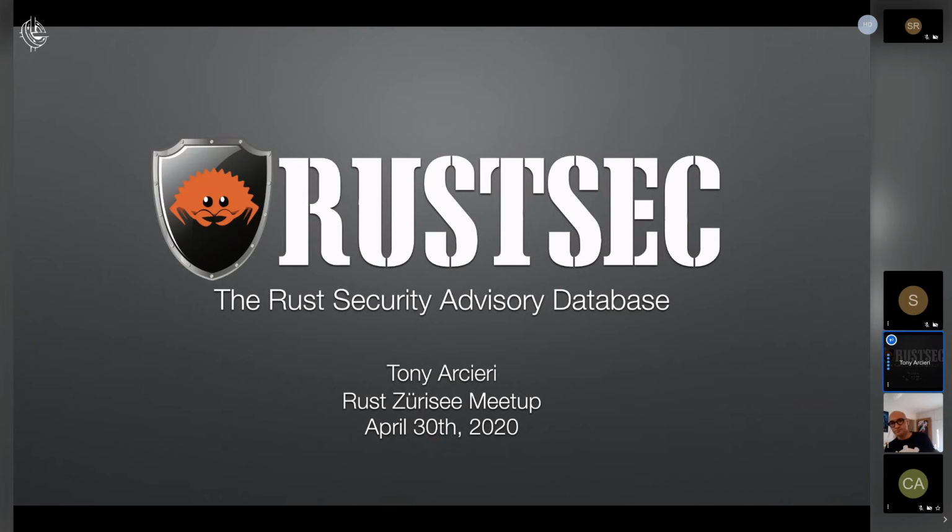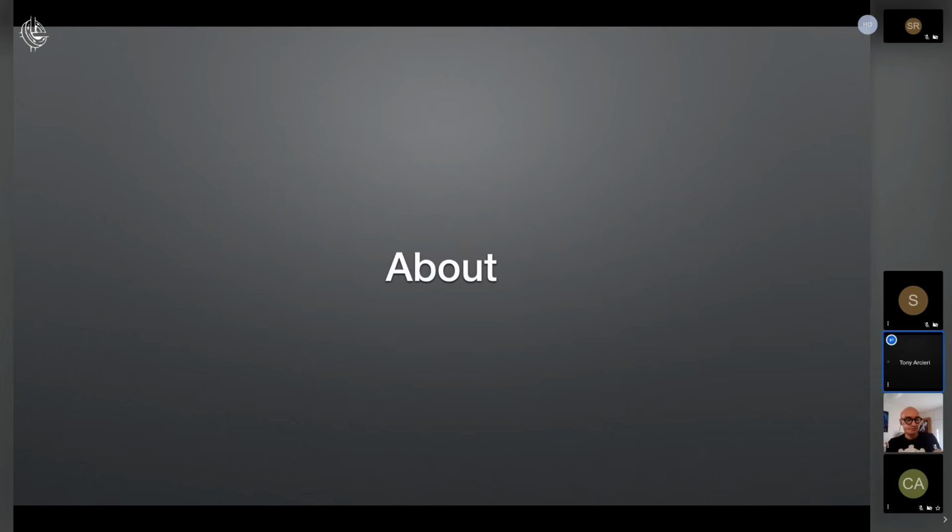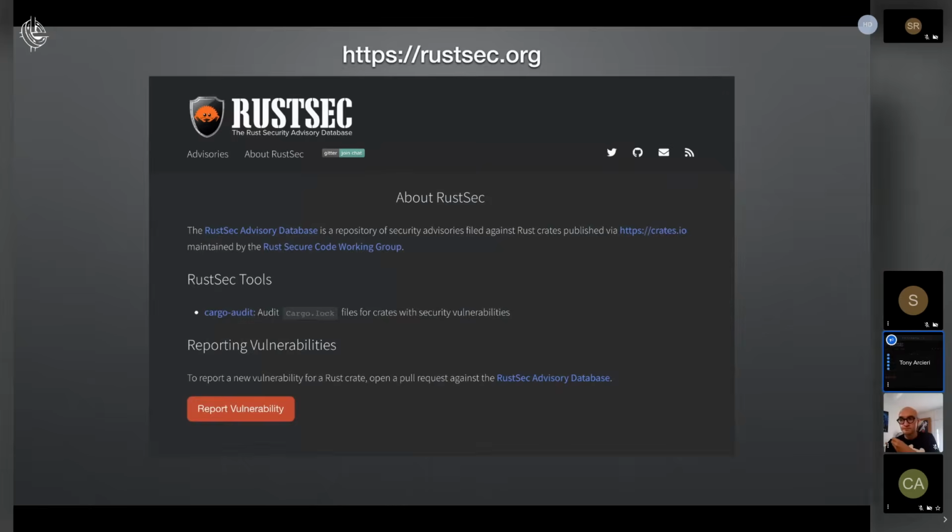So yeah, I'm Tony Arcieri, and this talk is about RustSec, the Rust Security Advisory Database. A little bit about the project. You can find the project's website at rustsec.org. It's a project of the Rust Secure Code Working Group. This is an official working group that mainly does RustSec, but also has a project called the Safety Dance to audit crates for unsound usages of unsafe, and potentially places that unsafe code could be replaced with safe code at no cost. But the main thing to know about it is cargo-audit.